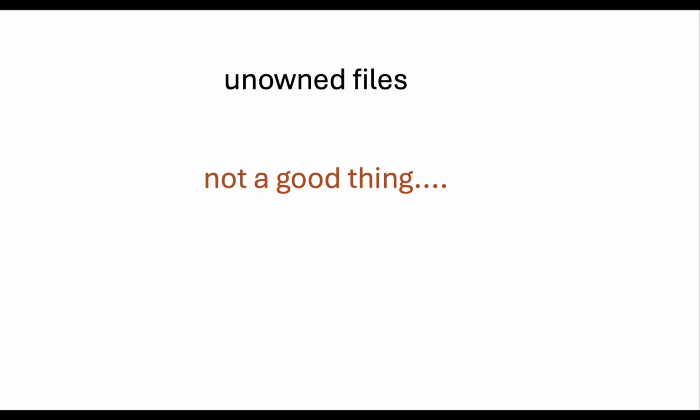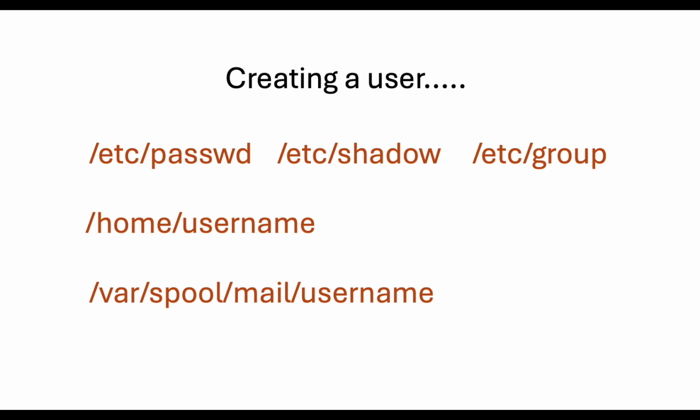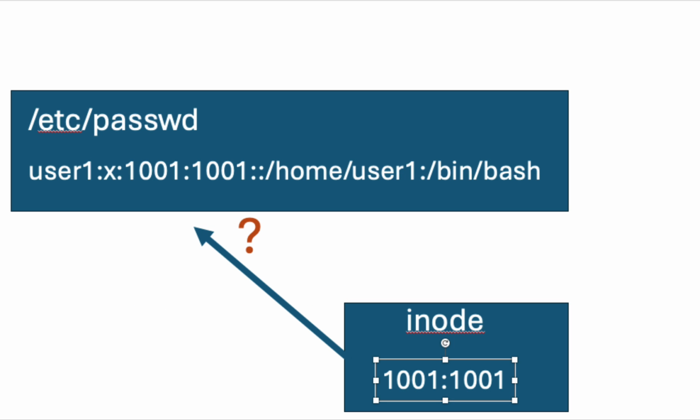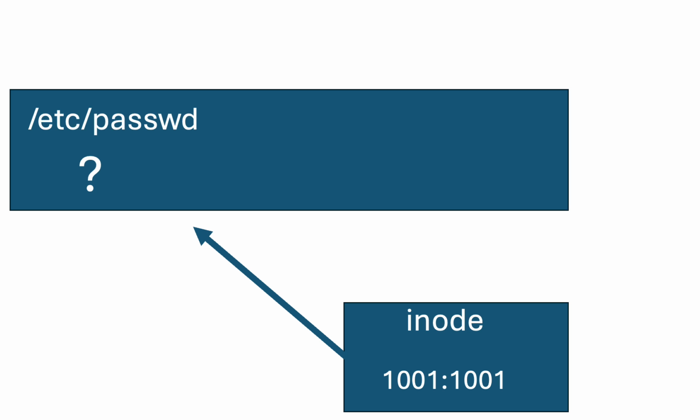Now, as you probably know, when you create a user, the user will be created in the password file, the shadow file and the group file. But also a login directory will be created, as well as a mail file with the user's name in /var/spool/mail. And when the user creates a file or directory, in the inode properties, the user ID and the group ID of the user will be stored. And when you list the properties of the file or directory, the system will look for the user ID in the password file. And when it finds it, the system will display the username. However, if the user ID is not found in the password file, it will simply display the user ID and the group ID instead of the user name.